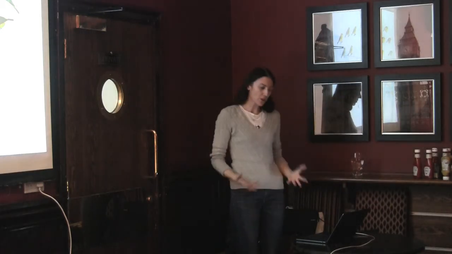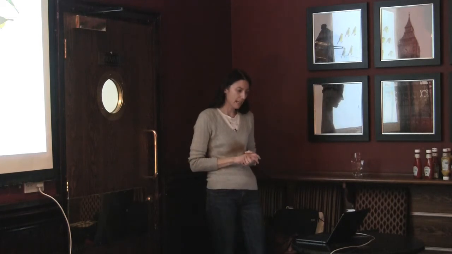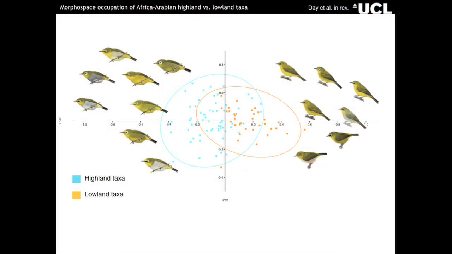So the morphological convergence that we identified really appears to be driven by these mainland taxa, and it's most likely the result of niche divergence between the highland and these lowland species. And you can see in morphospace there is some divergence, isn't there, when we look at that trait data between the highland taxa and the lowland birds.